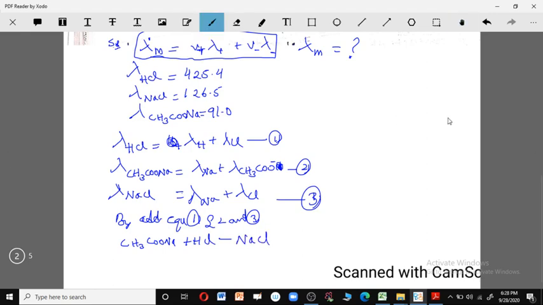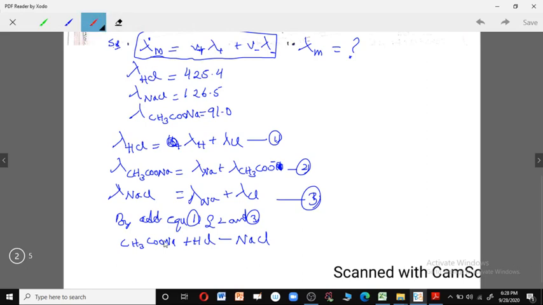So if you subtract this sodium chloride, you will get acetic acid, CH3COOH. So this is the calculation. How much is the value of this acetic acid?